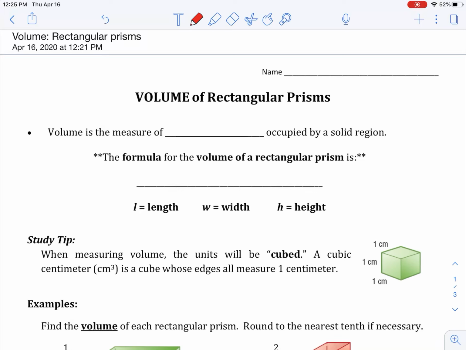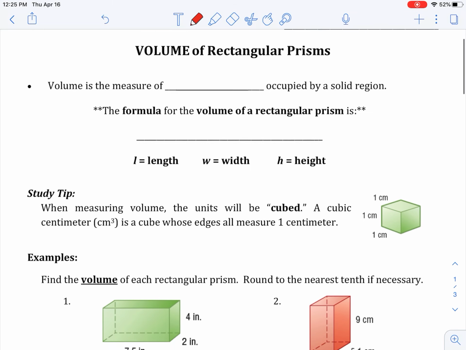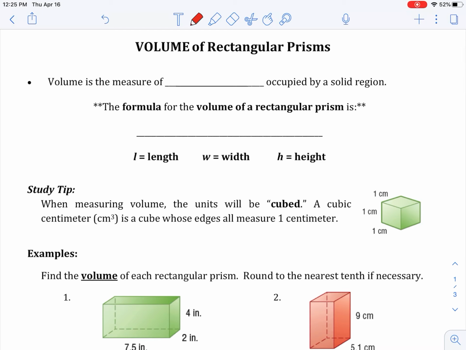All right, so what we're going to do is I'm just going to create individual notes for you so you can just focus on one at a time and you know how to utilize the resources. So, for example, we're going to go ahead and focus on volume of rectangular prisms.